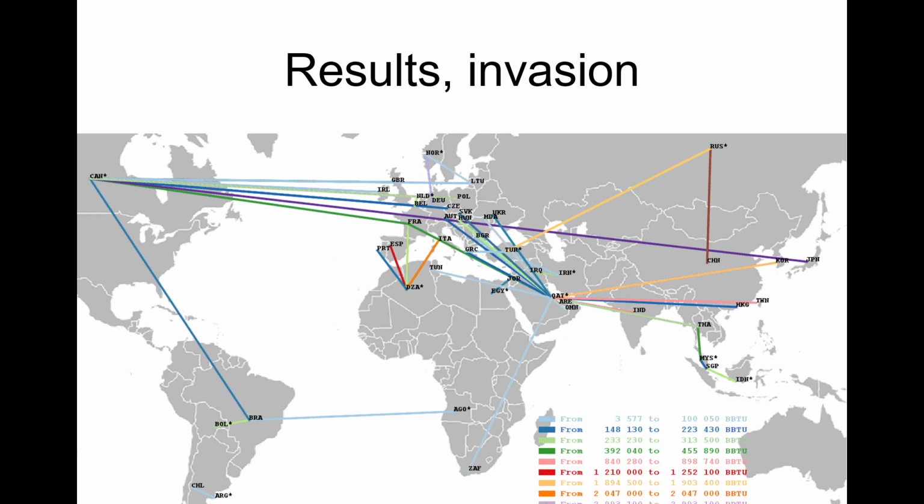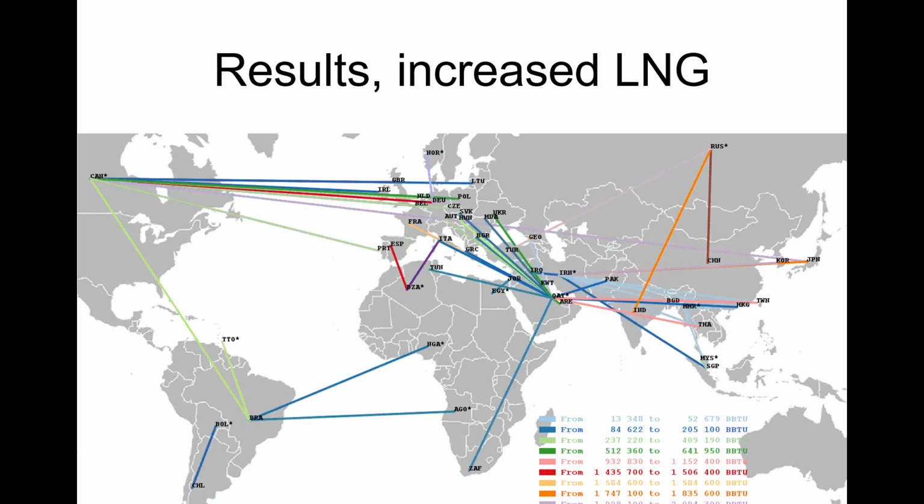After the invasion, Russia no longer exports anything to the European countries, but instead China and Turkey start to import even more. Europe compensates with as much gas as they can from Canada and from Qatar, and also some from Africa to these countries. If the shipping capacity of LNG is increased, then even more will be imported to Europe.